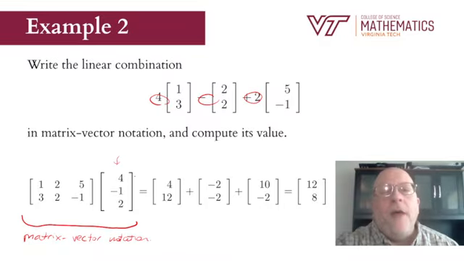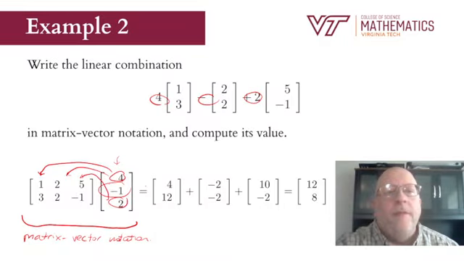And then to compute its value, the first weight goes with the first column. So 4 times (1, 3) is (4, 12). The -1 multiplies by the next column, so that makes the next column (-2, -2). And then 2 multiplies by the last column. And so when we multiply the last column by 2, we get (10, -2). So in the top row, we get 4 minus 2 plus 10, that's 12. In the bottom row, we get 12 minus 2 minus 2, and that's 8. And so that's the value. All right.